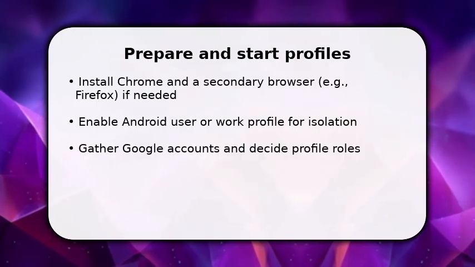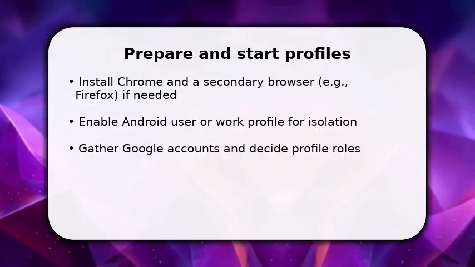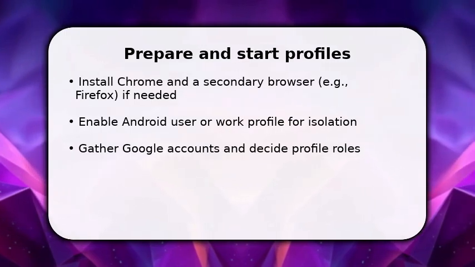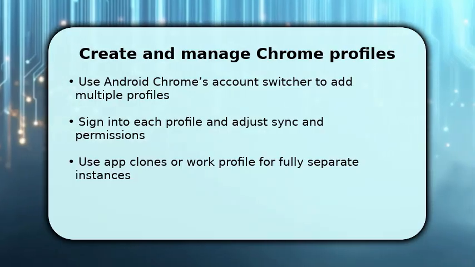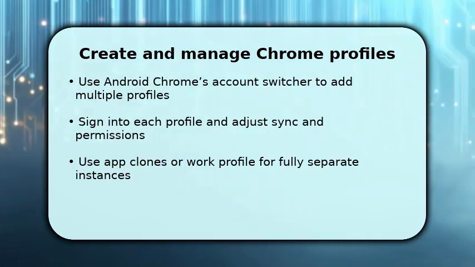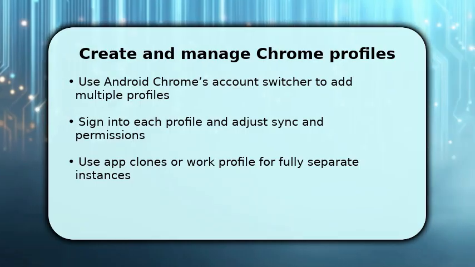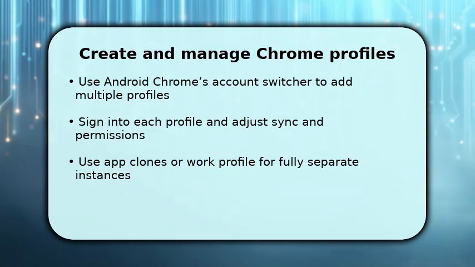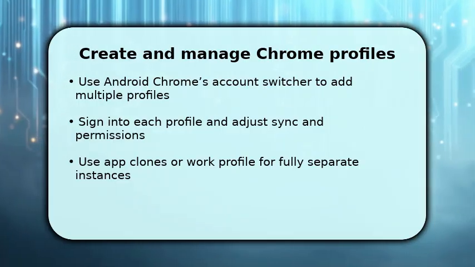Then open Chrome and sign into your first account to establish the baseline profile and sync preferences. Next, you create multiple Chrome instances and configure them. Open Chrome, tap the profile icon, choose Add Account, and sign into your secondary Google account. This makes a separate profile with its own bookmarks and history.